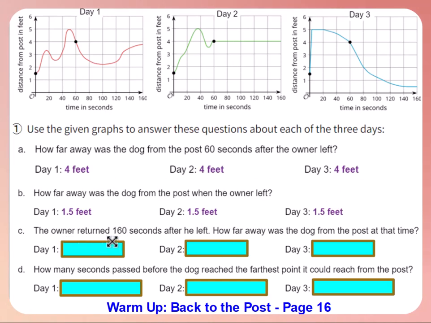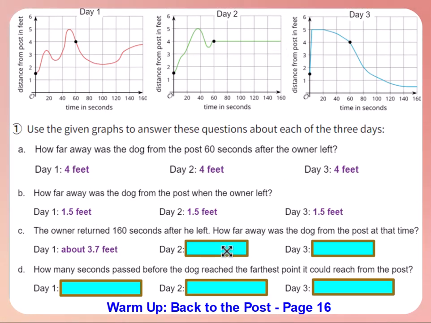All right, after 160 seconds when the owner returned, how far away was the dog from the post at that time? So let's look at day 1, go to 160 seconds, and I'm just going to have to estimate. So here's where your answers can be a little different than mine. But you know it's between 3 and 4, closer to 4. So on day 1, I put about 3.7 feet. Would you be wrong if you put 3.8? No. Or even 3.9. So just whatever it is that you saw, your perspective.